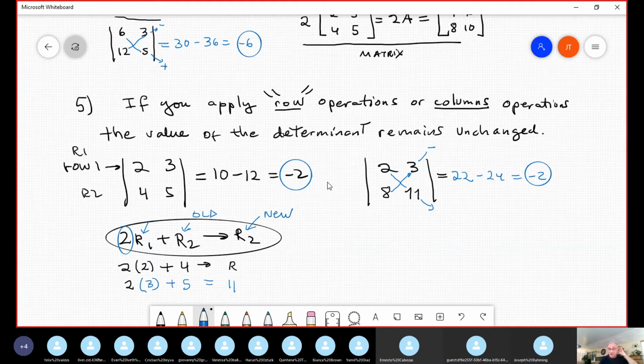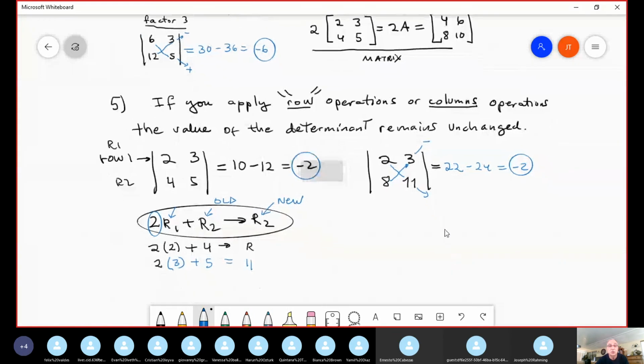This is a property. Suppose you have one big determinant, 25 by 25, 50 by 50, and you apply a row operation. Well, you are doing nothing. The value of the determinant is the same. And column operation, let me try to illustrate column operation also.